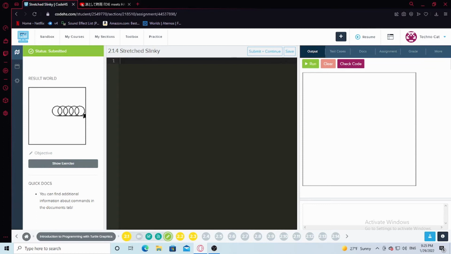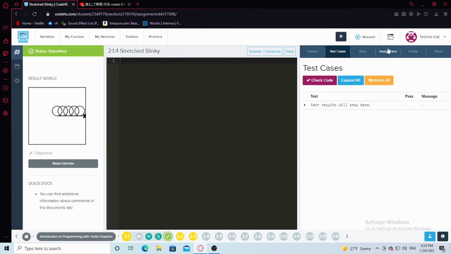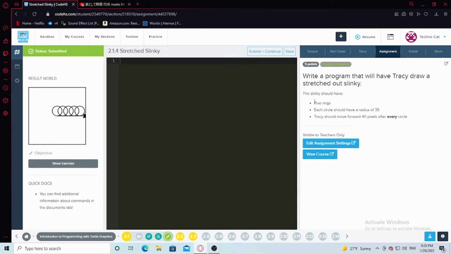Now let's get on to the next little assignment. I already got ahead of it and sort of practiced it a bit. Basically, what they want us to do in this case is 5 rings, and each circle should have a radius of 35, and Tracy should move forward 40 pixels after every circle.